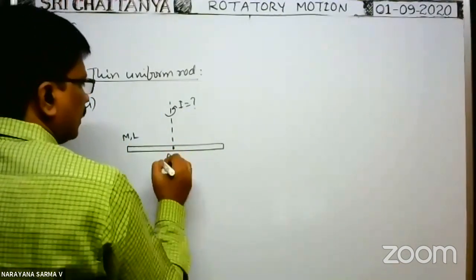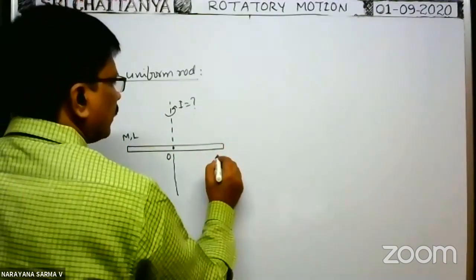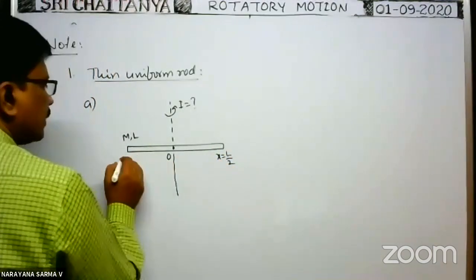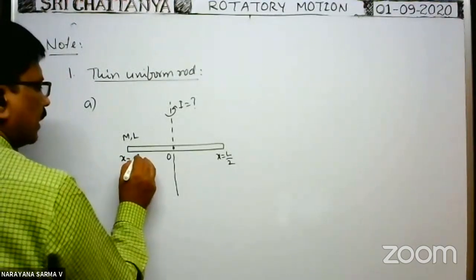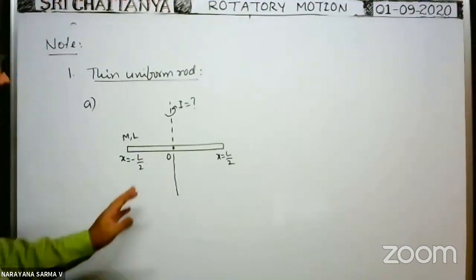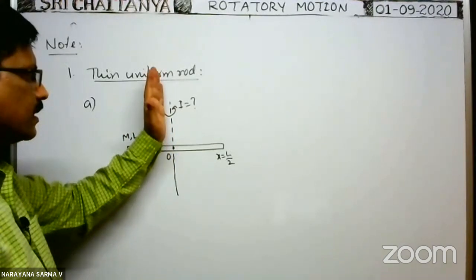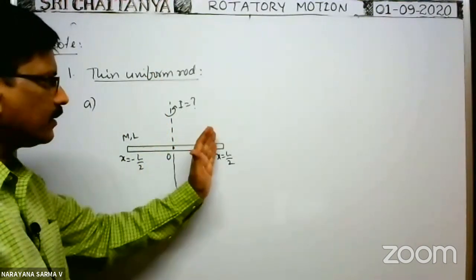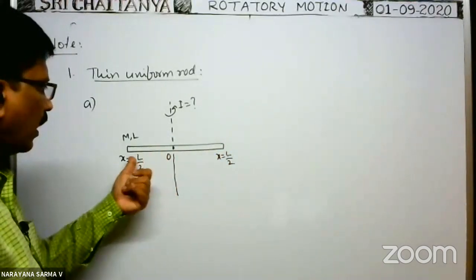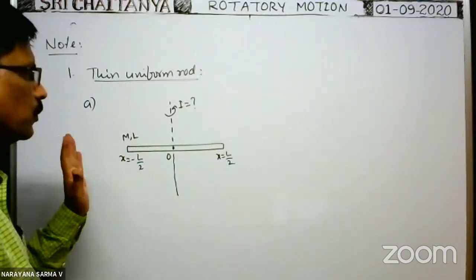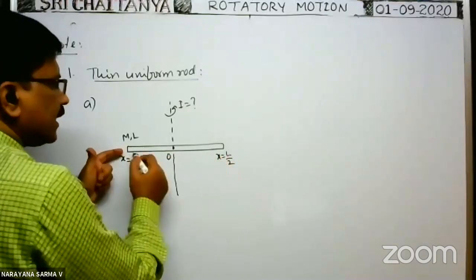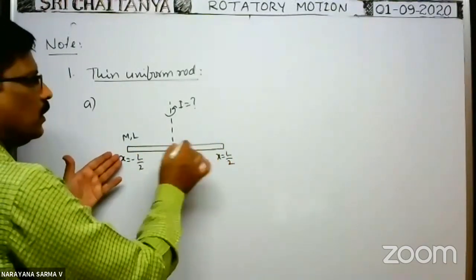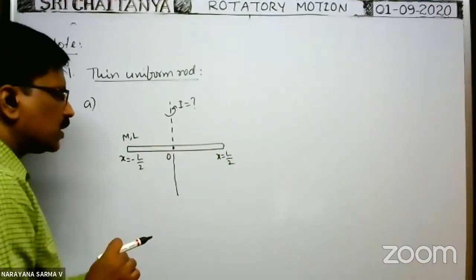Suppose this is the origin. Then on this side, this end of the rod is at x equal to plus L by 2, and this end is at x equal to minus L by 2. The rod is extended, no? If you take this as the origin and this is the axis, then the rod is extended towards right up to distance L by 2, and on left side up to minus L by 2. Then the difference between these two positions is equal to the length of the rod only, no? L by 2 minus minus L by 2 means plus L by 2, L by 2 plus L by 2 means L. In this way the rod is there.